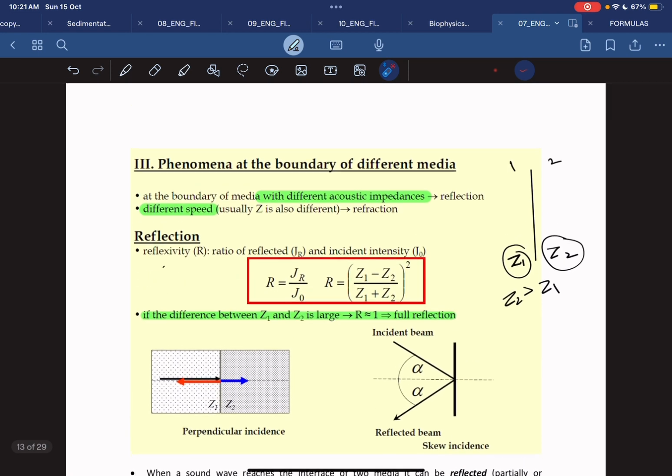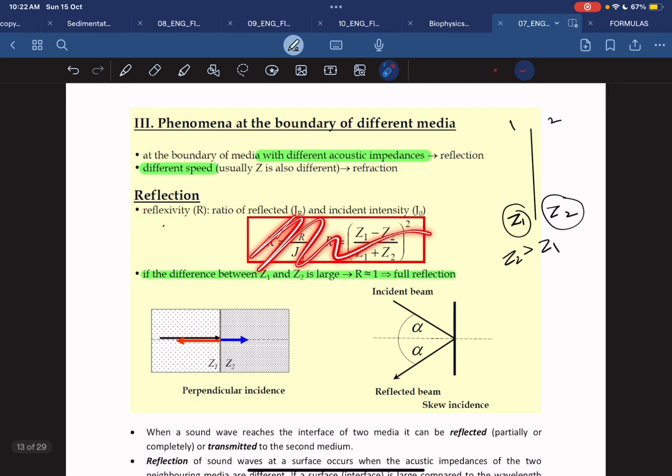If z2 is much higher than z1, then it will just reflect back. It won't even try to enter. But if it isn't that much, then some of it will go through, some of it will be absorbed, some of it will jump back, some of it will scatter. But some of it will pass through.